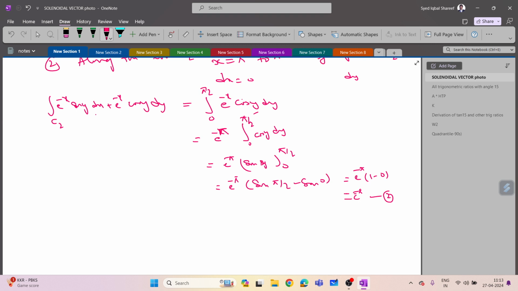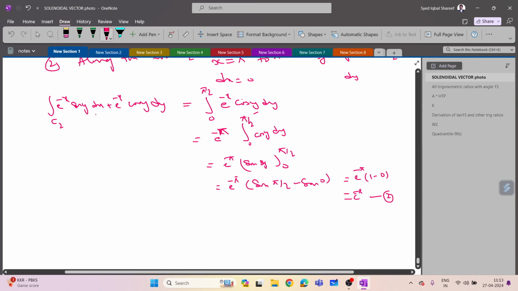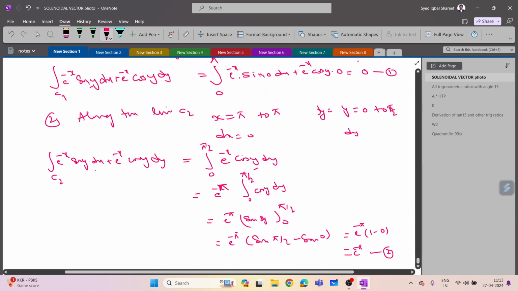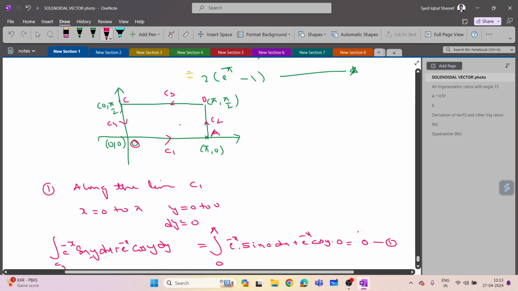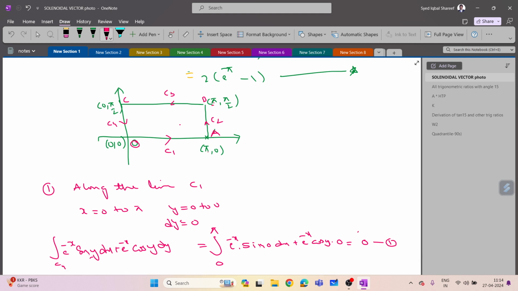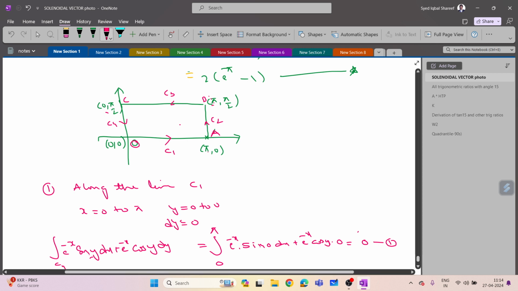Now along the curve C3. You see, along the curve C3, x is pi to 0, and y is pi by 2 to pi by 2. Along the curve C2 we have done. Now along the curve C3, or BC.